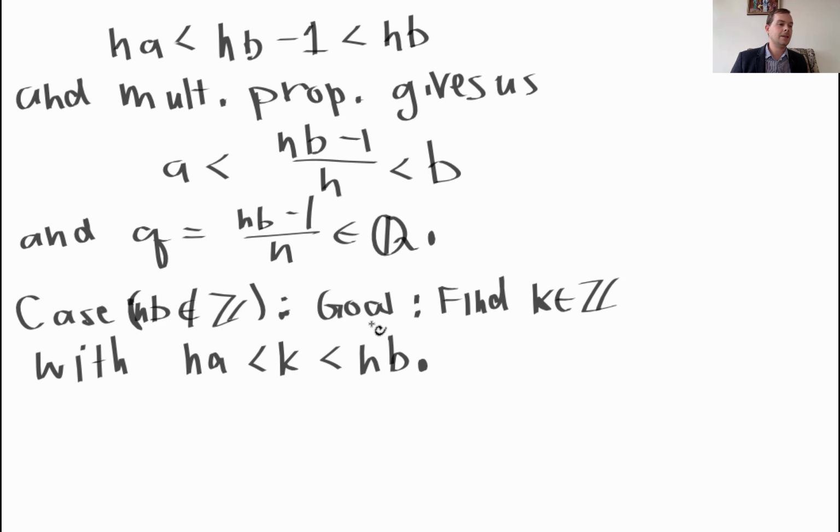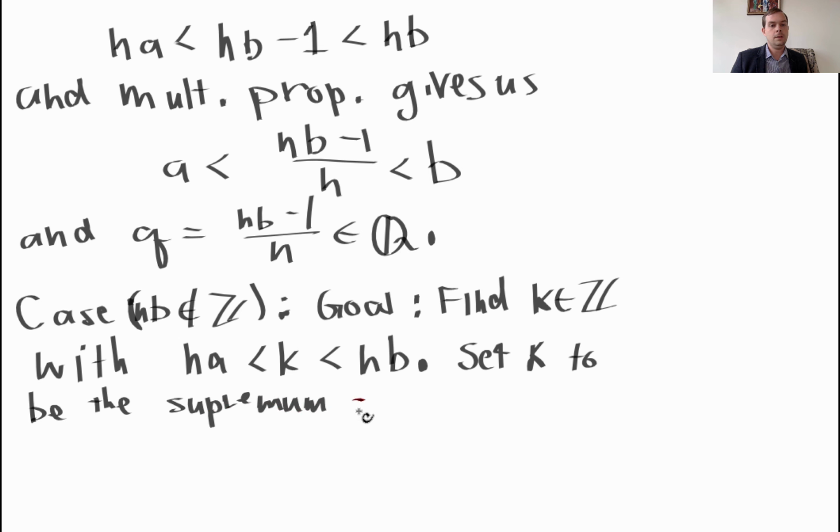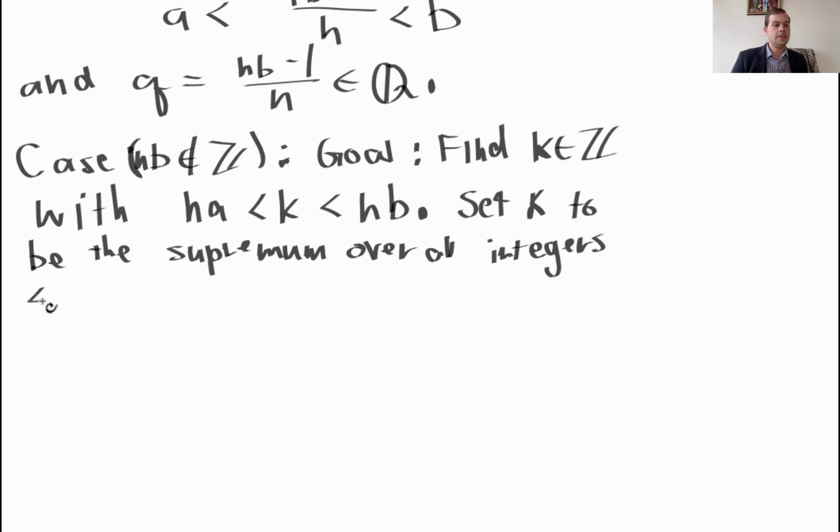But we have to get our hands on that k. So what we're going to do is we're just going to set k and show that it does what it does. So set k to be the supremum over all integers less than nb, and not equal to. Obviously, they can't be equal to because in this case, nb is not an integer. And so k is going to be the supremum.